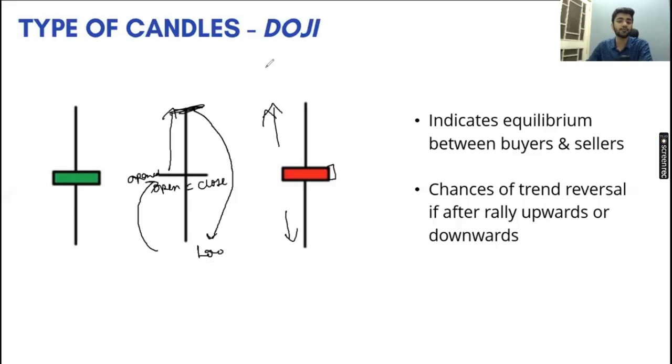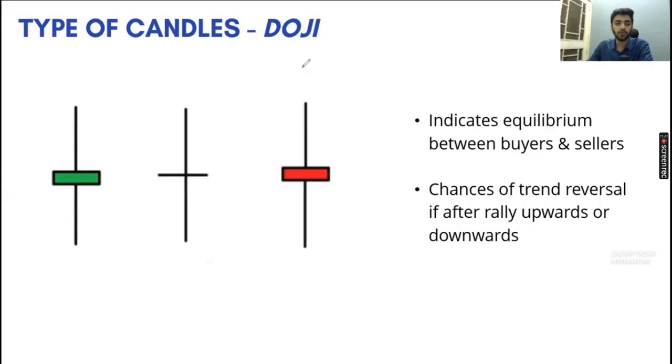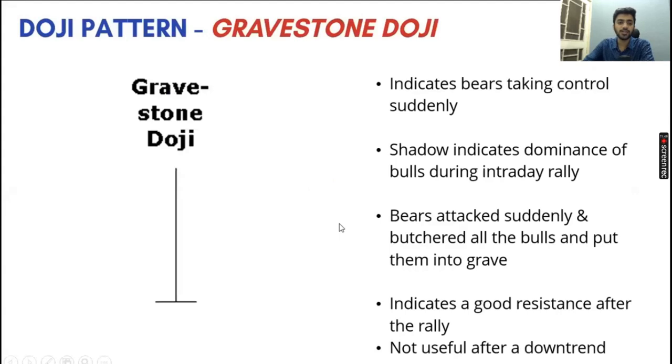Now there are different types of dojis, so we'll look into that. The first one is the gravestone doji. Now the name sounds a bit odd, why gravestone doji, but it's very logical. These names are all very logical. Have you seen a grave? A grave is very thin from here and then you'll find it in this manner.